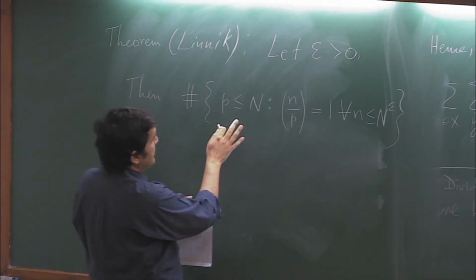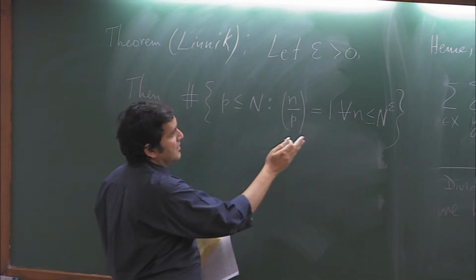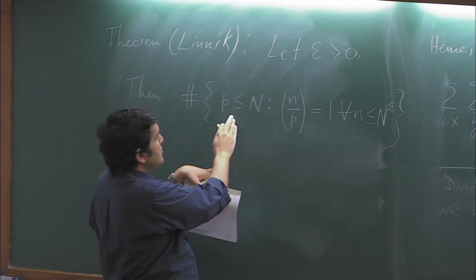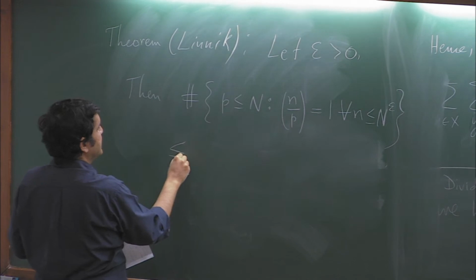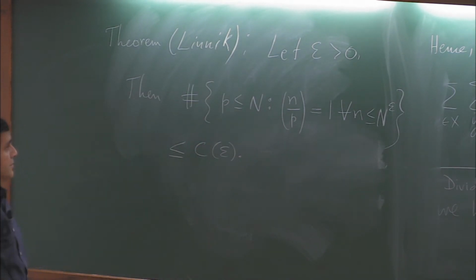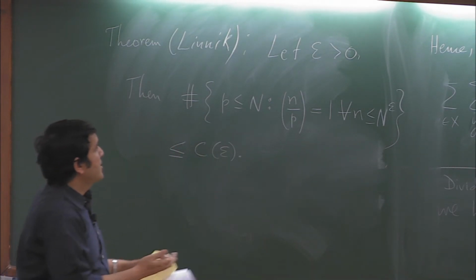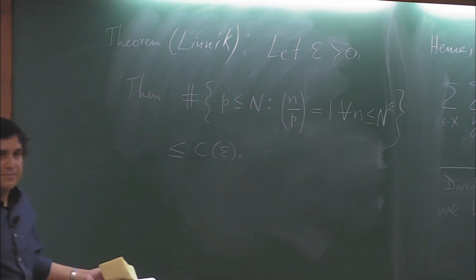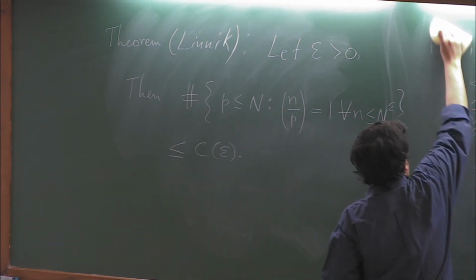So you see, recall that Vinogradov's conjecture says that if you go up to n to the epsilon, you must hit a non-residue. So here we are counting primes for which Vinogradov's conjecture fails. And this is bounded by a constant depending on epsilon. So the number of exceptional primes is very small. So Vinogradov's conjecture is true except for finitely many primes. That's the message of the theorem. Okay, so proof.